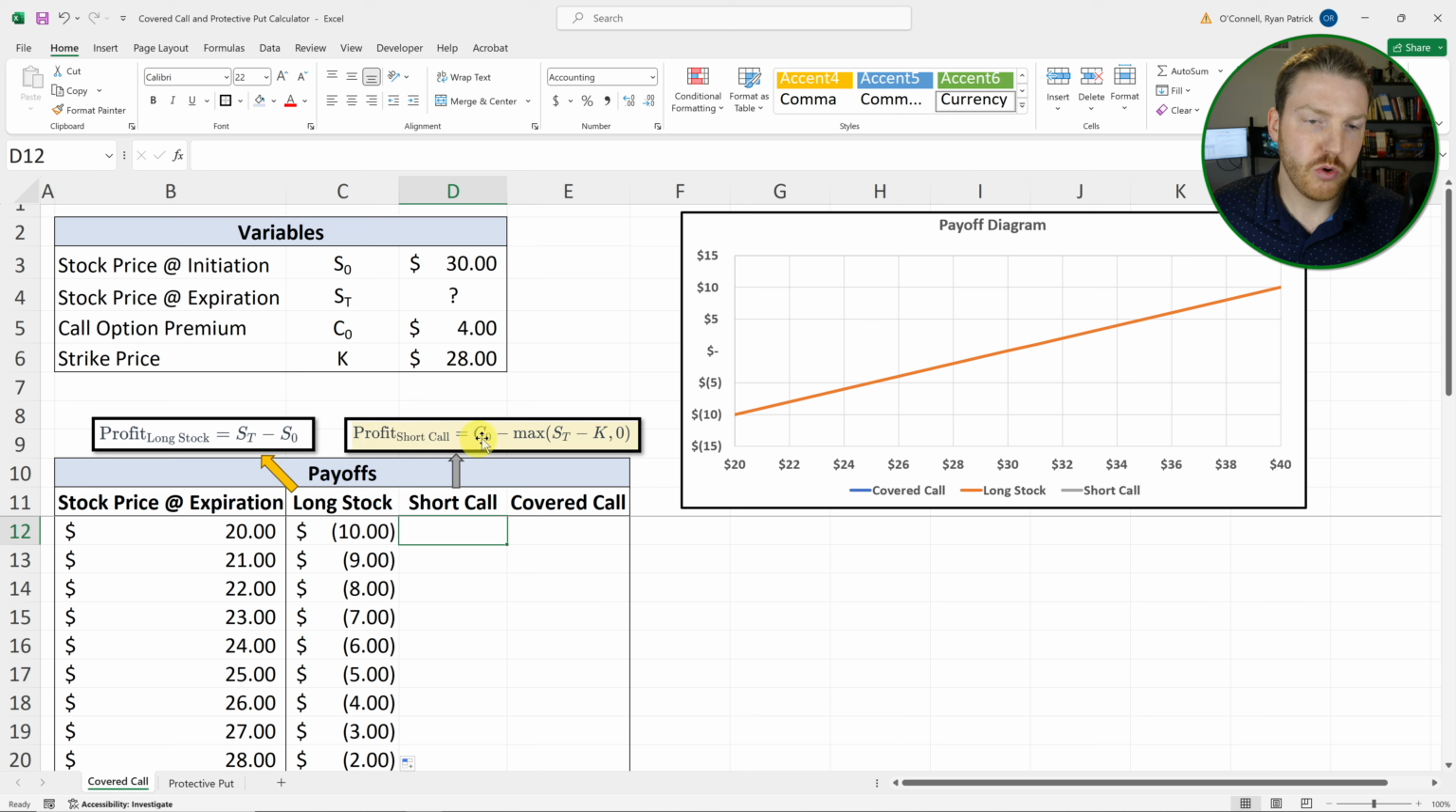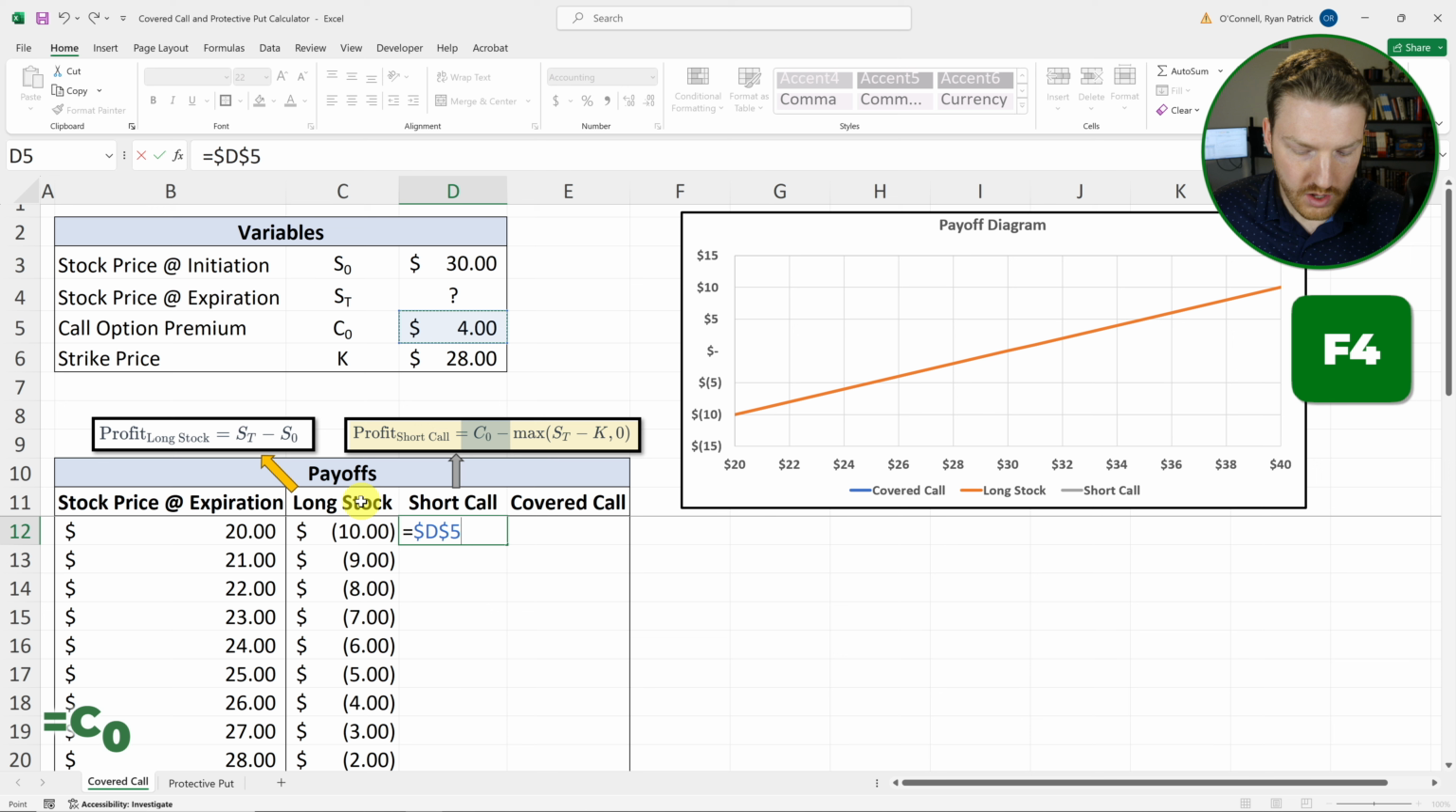Profit for shorting one call is going to be equal to, because we're the ones selling the call, we get that $4 right there. But now we can potentially lose money based on what happens with the price of the underlying stock at expiration.